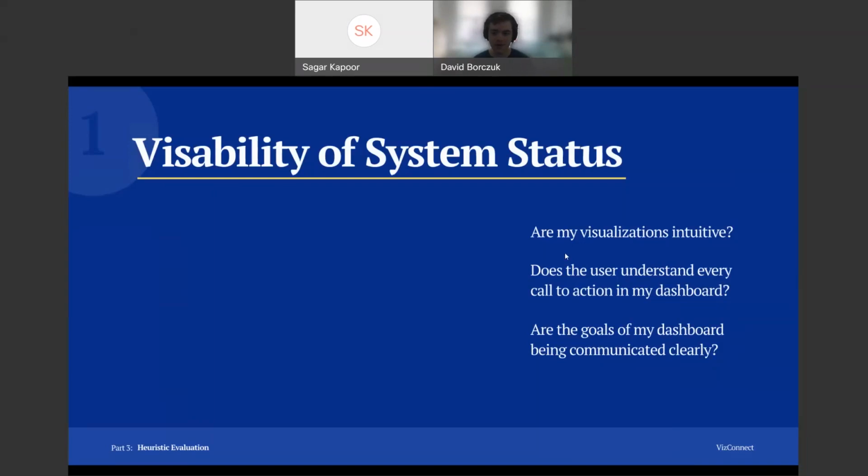So in Tableau, you want to make sure that your visualizations are as intuitive as possible. Does the user understand every call to action in my dashboard? And are the goals of my dashboard being communicated clearly, so that when they're interacting with the information on the dashboard, are they expecting the information and loading times and everything to make sense?